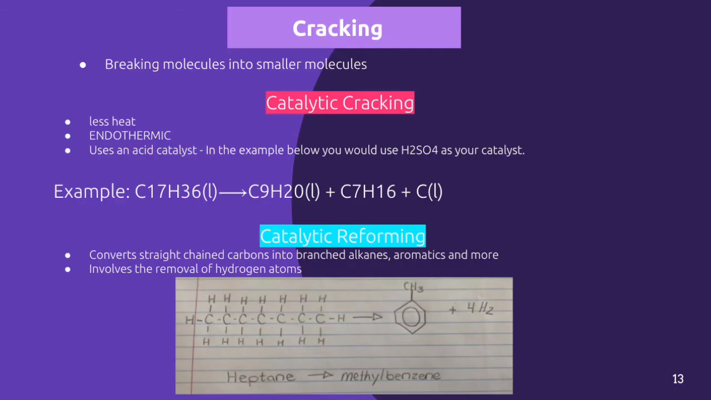As we continue to talk about the idea of fractions and fractionation, we move into this process called cracking. Cracking takes compounds with a larger number of carbons and breaks them down into compounds with a smaller number of carbons. Next is catalytic cracking, and it is an endothermic reaction. It uses an acid catalyst to crack and produce lighter and more valuable products. Catalytic reforming is the reverse of cracking. It converts straight-chain carbons into branched alkanes, aromatics, and more, and it involves the removal of hydrogen atoms.